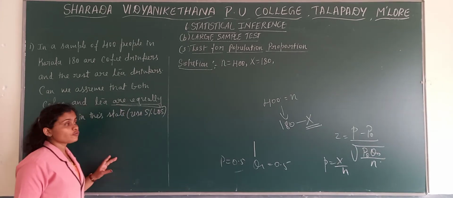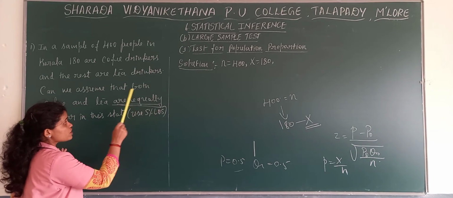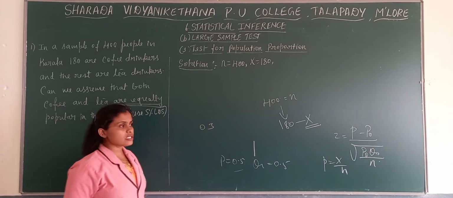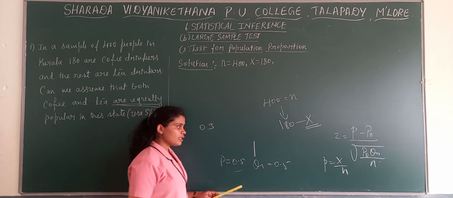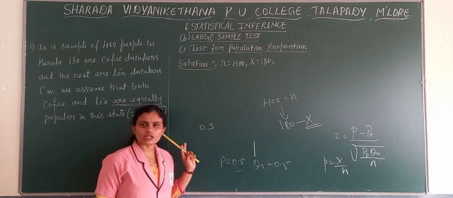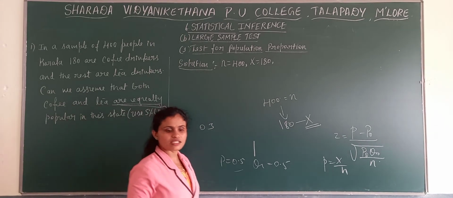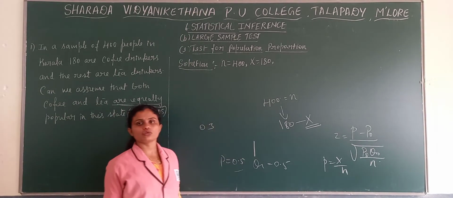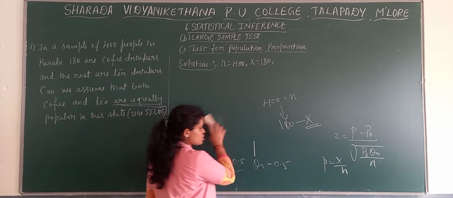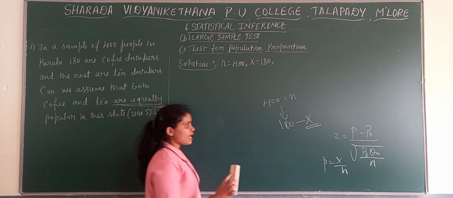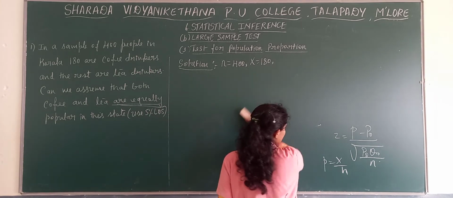In some other problem, they will not mention the word equally. A particular proportion will be given, say 0.3. Then 0.3 is P, and the remaining Q is 0.7. In this particular problem, they have told that it is equal, so we need to consider it as equal and conduct the test whether it is equally distributed or not. So we take both P and Q as 0.5 and 0.5.